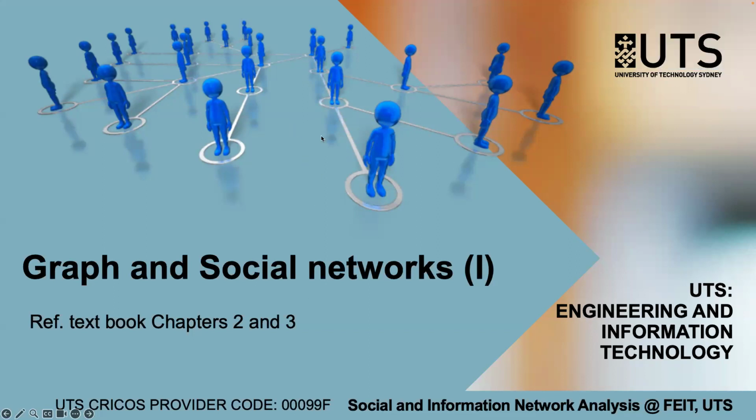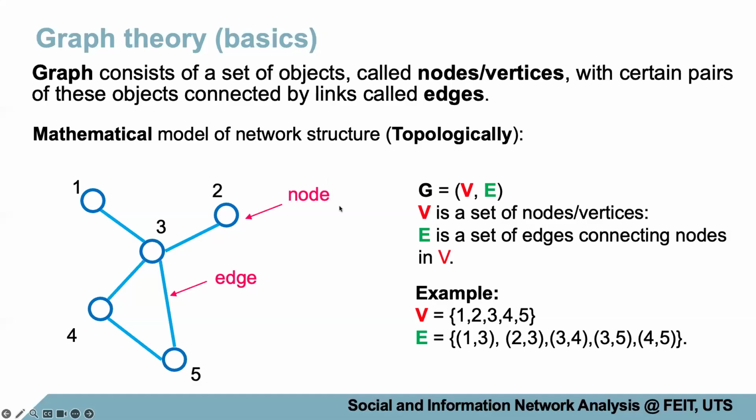So today we will introduce some concepts in graph theory, and also talk about some content on social networks. And next week we will introduce some graph models. So a graph consists of a set of objects, also called nodes or vertices, with certain pairs of these objects connected by links, which we call edges. A graph is a mathematical model of network structure, which studies the topology.